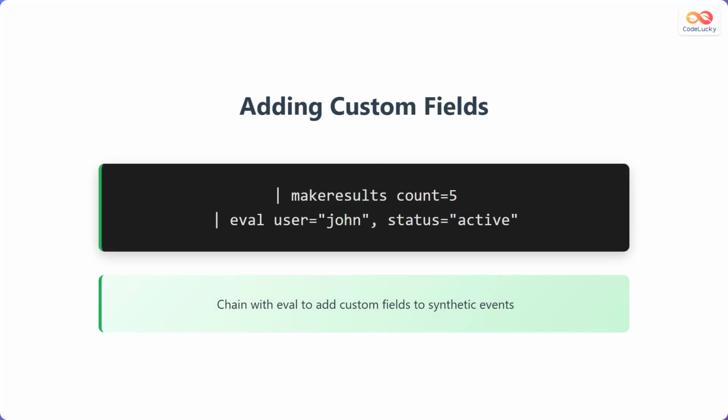The real power of makeresults becomes apparent when you chain it with the eval command to add custom fields to your synthetic events. In this example, we generate 5 events and then use eval to add 2 custom fields: user with the value John and status with the value active. This technique allows you to create structured test data that mimics real-world scenarios and field patterns.